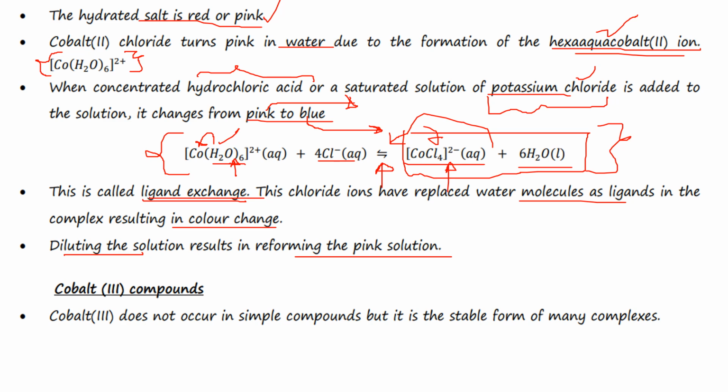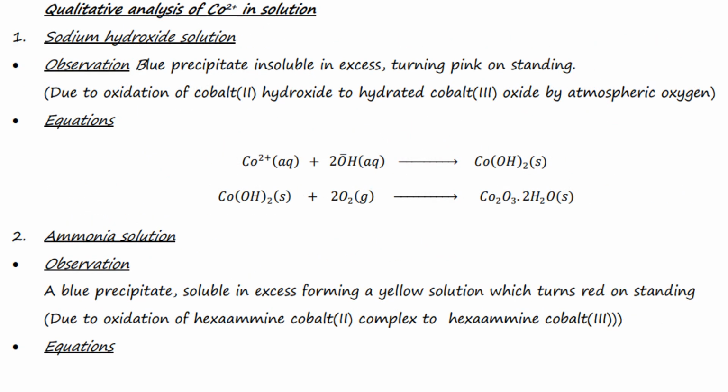Now let's go to the compounds that are present in the plus 3 oxidation state. The majority of the compounds in the plus 3 oxidation state are going to be complex ions. So cobalt 3 does not occur in simple compounds, but it is stable in the formation of many complexes. So proceeding, let's look at the qualitative analysis of the cobalt 2 ions that are present in solution. Just like I've said, cobalt in the plus 3 oxidation state is going to exist in complexes. And for such, the questions that can appear there are going to be naming of complexes, which we already looked at under Introduction of Transition Chemistry, which was video number 1.